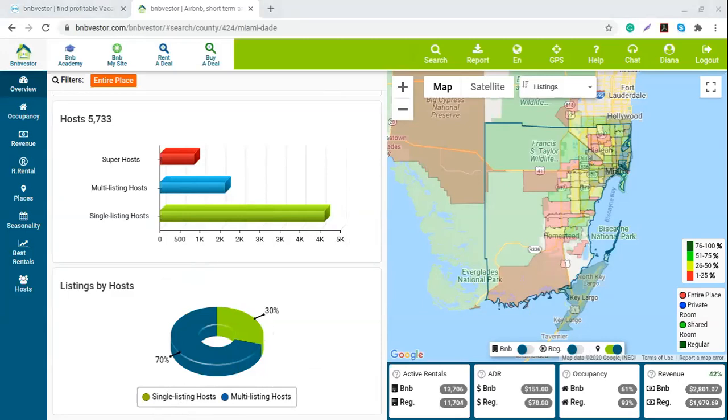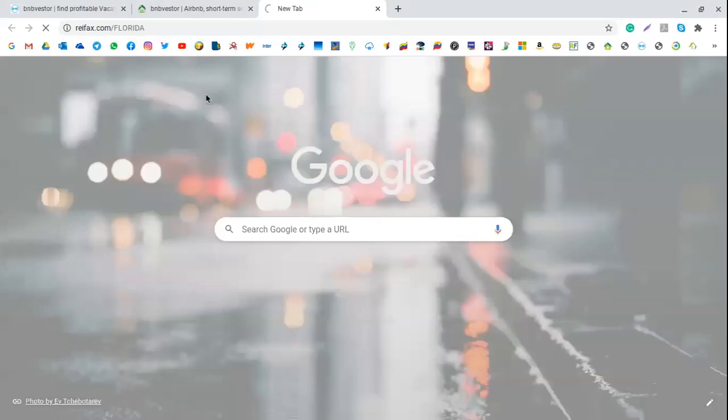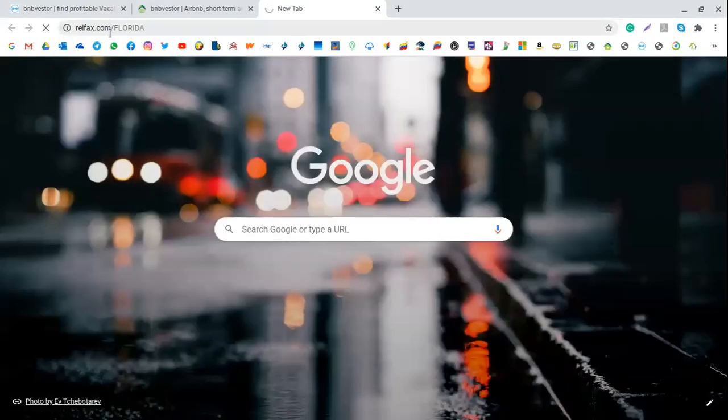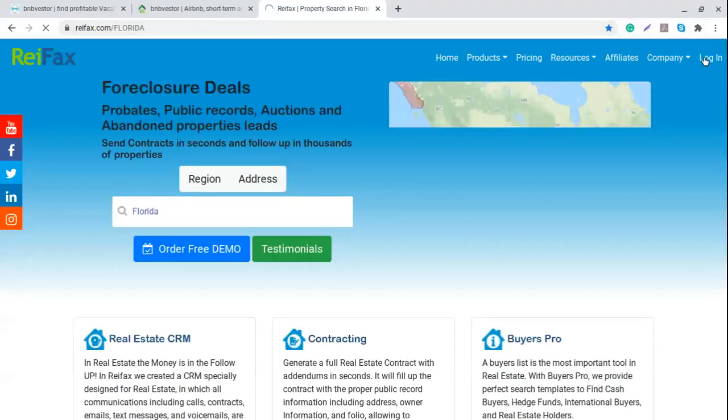Let me see if I can see the chat. I wanted to know if you have this access as well. Yes, you do, Randy, in ReFX. Let me show you really quick because I didn't do it at the beginning. If you go to ReFX and you log into your account, let me see if I can do it really quick, if the Wi-Fi lets me.